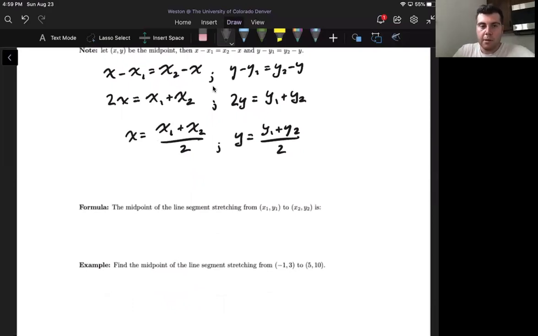Now we know what the midpoint is in terms of x1, y1 and x2, y2. And that allows us to say that the midpoint of the line segment stretching between 2 points is (x1 plus x2) over 2, comma, (y1 plus y2) over 2.